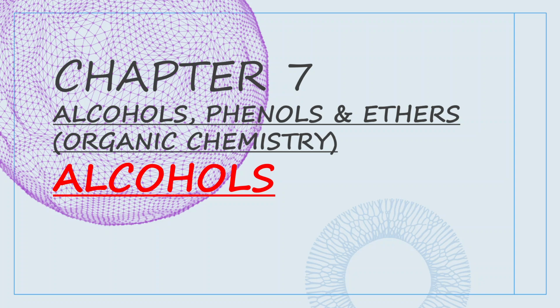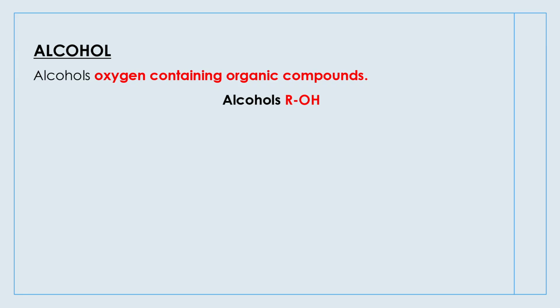This is chapter 7, which is part of organic chemistry, and the topic from chapter 7 that we will study today in this video is the alcohols. First, the general introduction, talking about the alcohols. Alcohols are the oxygen-containing organic compounds. Their general formula is that you have a hydroxyl group attached to the carbon atom.